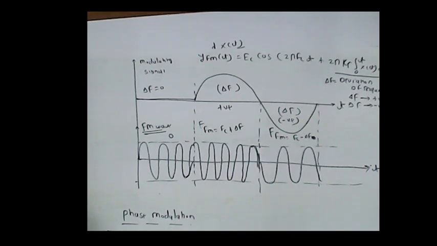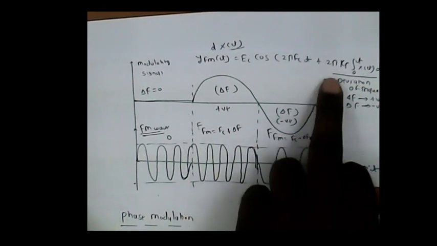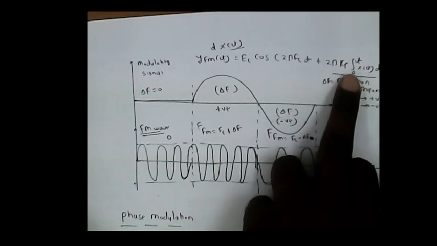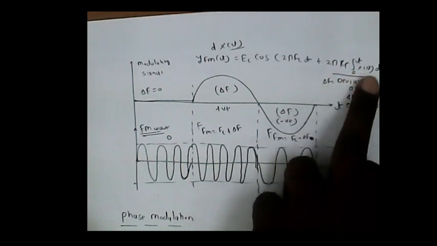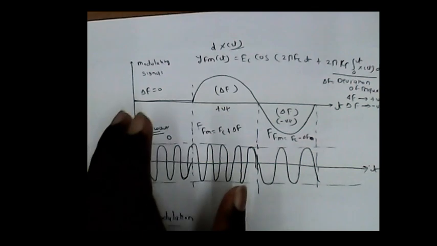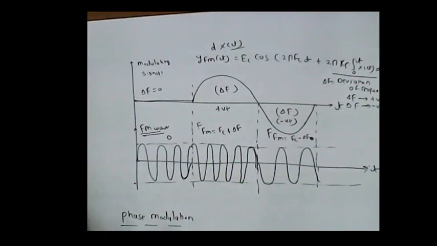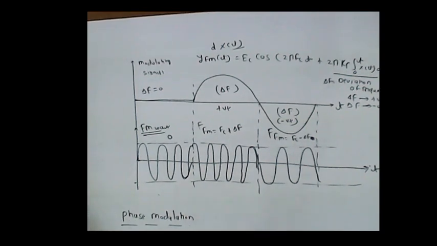How is the frequency modulation done? There are two terms: first is the sensitivity, that is kf, and the second one is delta f, that is the frequency deviation. So frequency deviation is 2 pi kf times the integration from 0 to t of x of t dt. So depending upon the frequency deviation, the modulating frequency may be maximum or minimum, depending upon the positive or negative amplitude of the modulating signal.